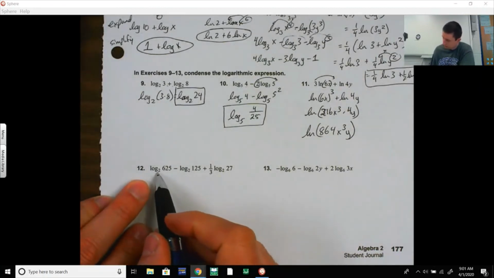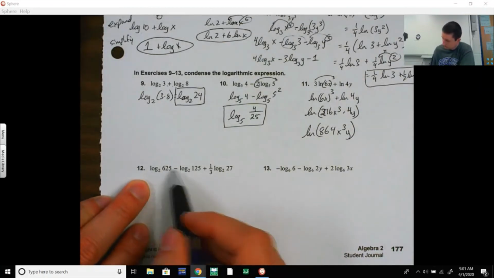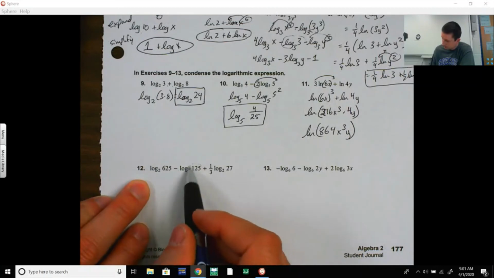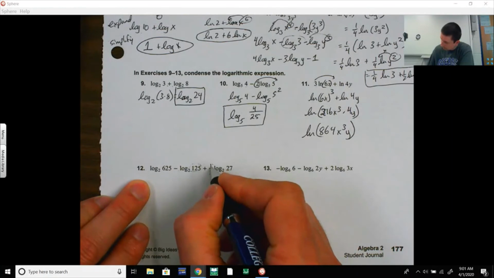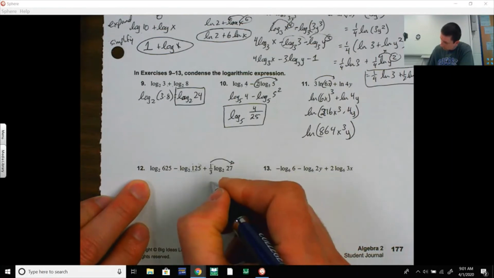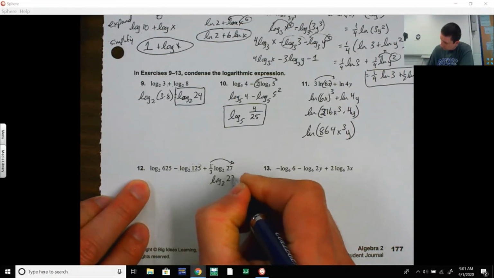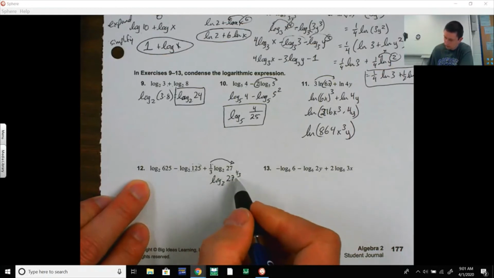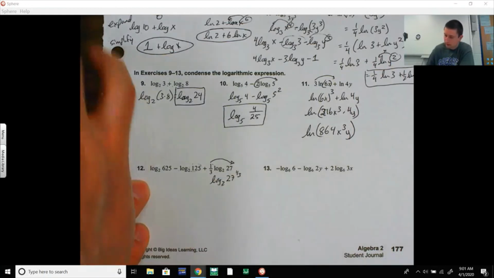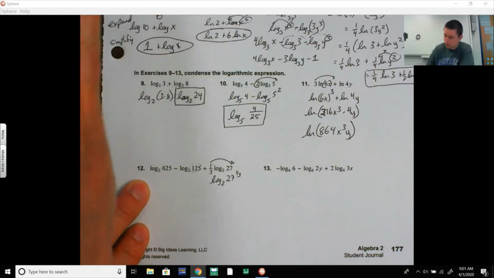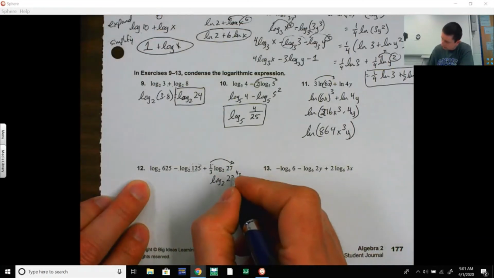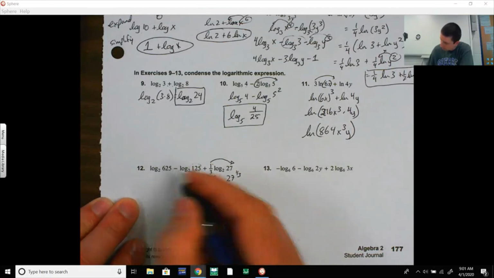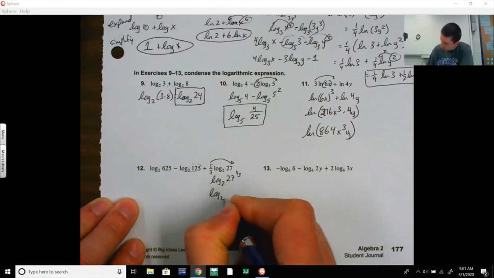Log base 2 of 625 minus, there's a minus sign, so that's going on the bottom, plus 1/3 log base 2 of 27. So I see this frog, I'm going to jump it up here first. So log base 2 of 27 to the 1/3 power. Well, 27 to the 1/3 power is 3. 27 raised to the 1/3, that is the cube root of 27, that is 3. So this part right here becomes 3. This is log base 2 of 3.